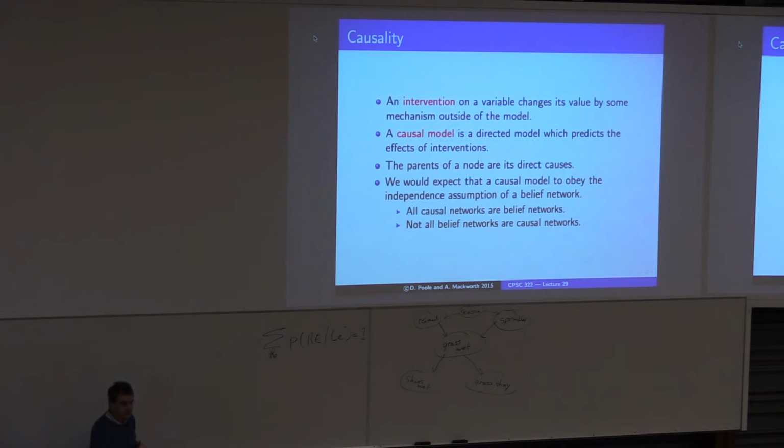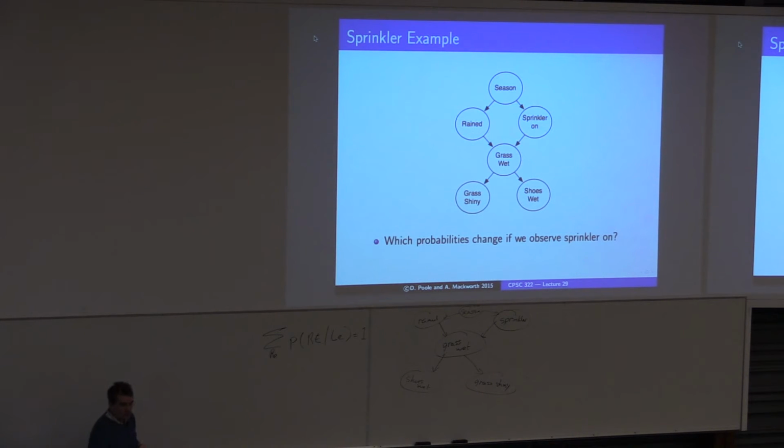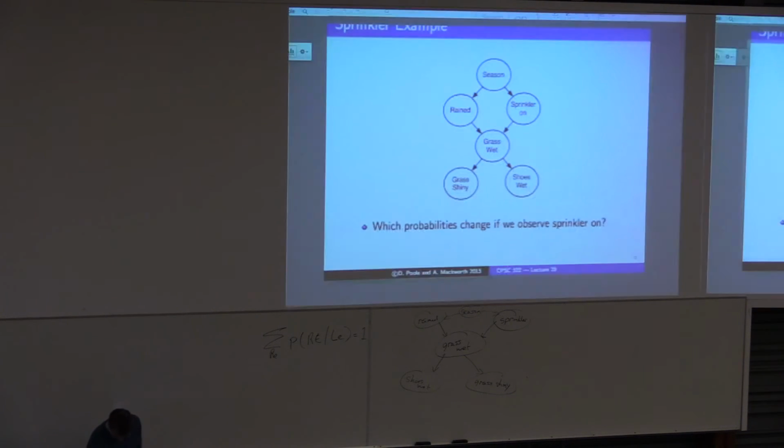Okay, does that make sense? So in here, now the question is, which probabilities change if we observe the sprinkler is on? In here, what's the answer? So what's the answer? Which probabilities change if we observe sprinkler is on? All of them.